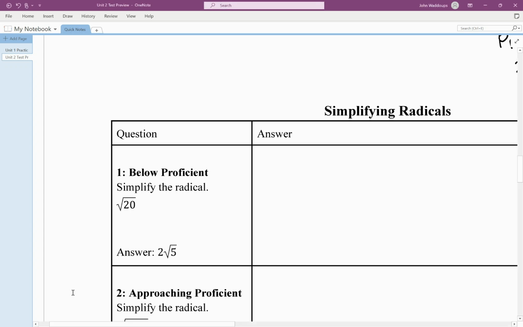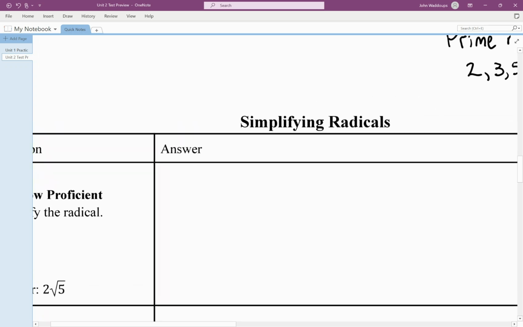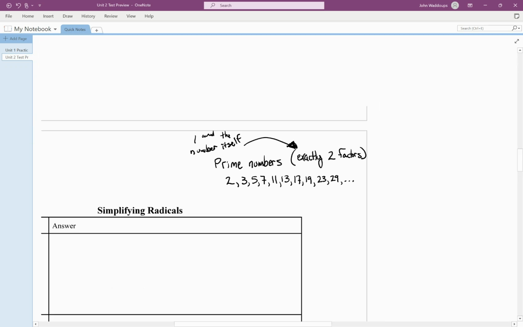Hi, welcome. This is a video on simplifying radicals, level 1 at the below proficient level. We've been asked to simplify the radical square root of 20. And so we need to recall something about prime numbers. So I'm going to just give you a quick little deal here.